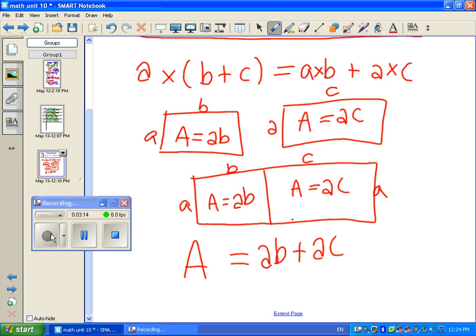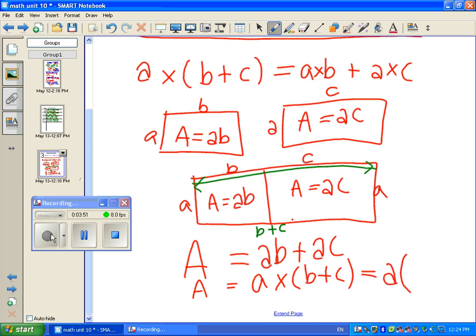But at the same time, we can look at it another way, because the combined length of the new rectangle now is really B plus C. If that is the case, we can also write the area of the new rectangle as its length times its width, which is A times B plus C, which we can write as A(B + C).